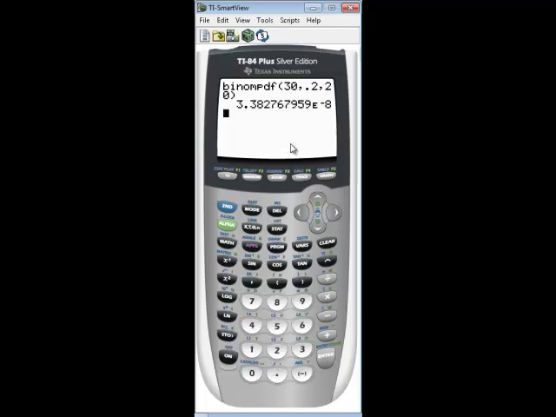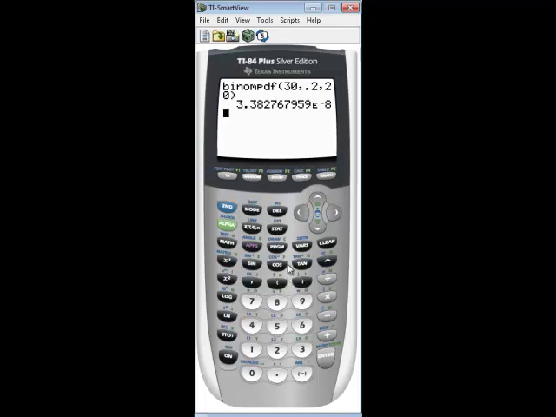And so this is coming out in scientific notation. So we would write this down as 3.38 times 10 to the negative 8, or if you wanted to, you could move the decimal place 8 places to the left. Alright, so that's exactly 20.